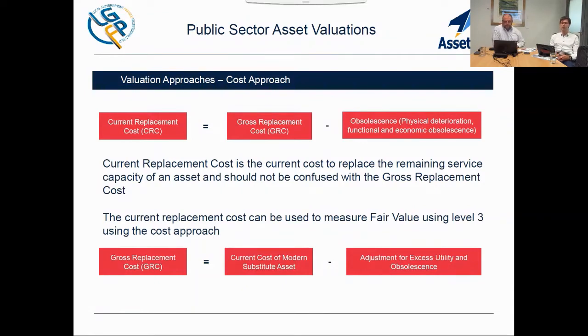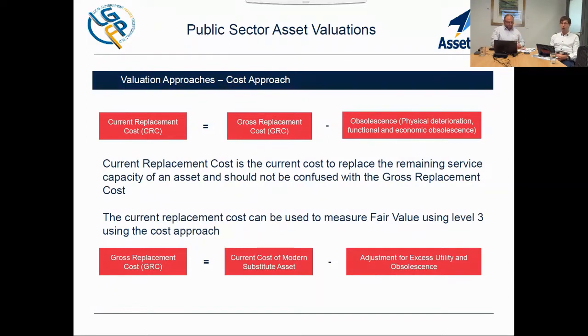And then economic obsolescence isn't as common with local government assets because they're not used for profit purposes. But economic obsolescence could be anything from a change of policy by councillors who decide to abandon an asset, and therefore that asset becomes redundant. So there would be economic obsolescence involved in that. It's any obsolescence which is created externally to the asset.